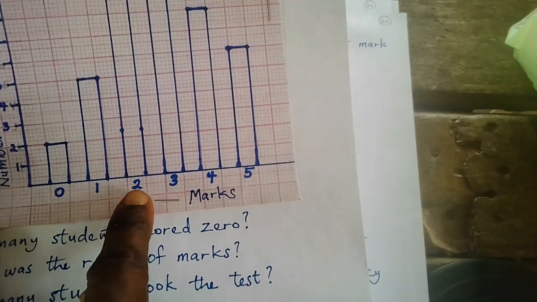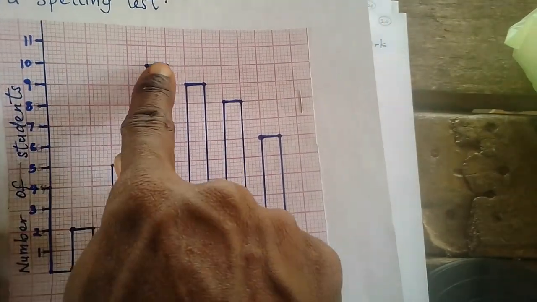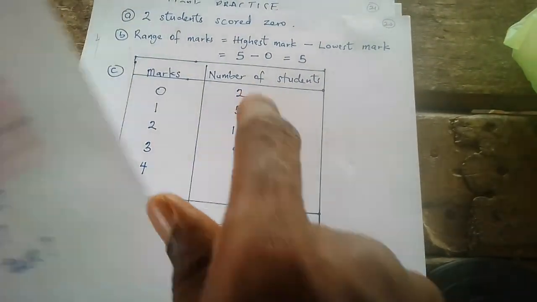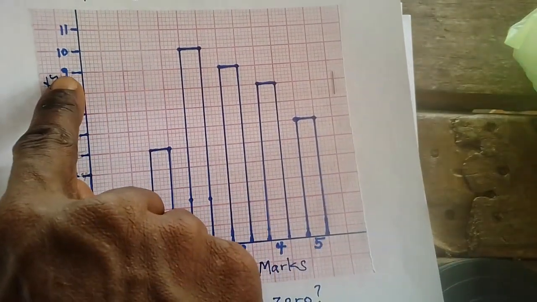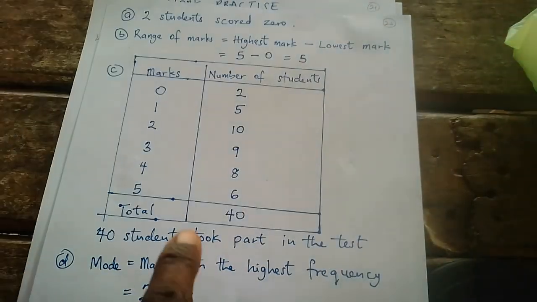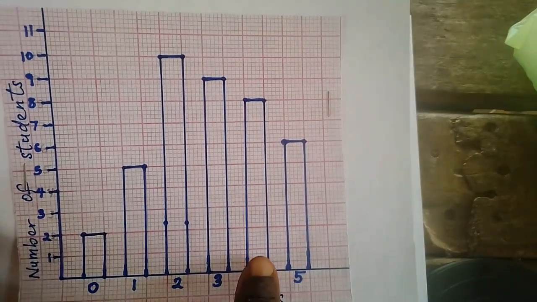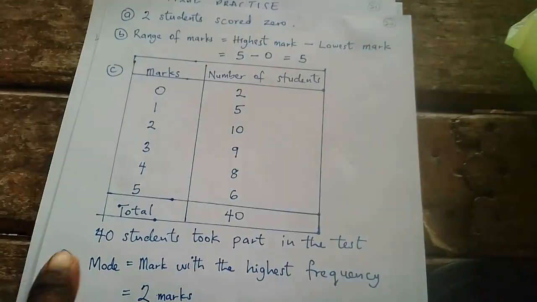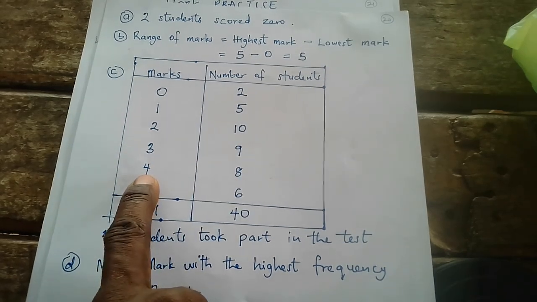Then how many students scored 2? If you look here, you have to trace it. This is 10. 10 students scored 2. Then how many students scored 3? If you look at it here, 9 students scored 3. Then how many students scored 4? Look at it, this is 4. When you trace it to the vertical, this is 8. So it means 8 students scored 4.